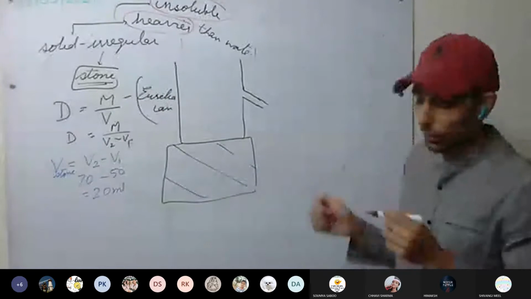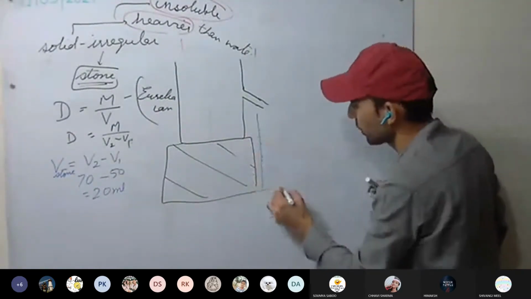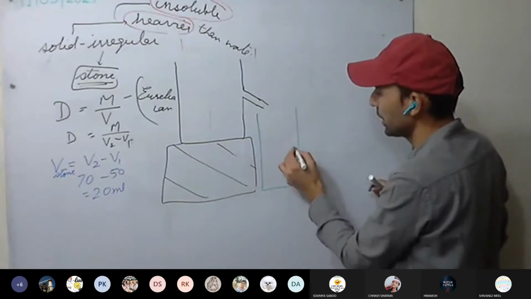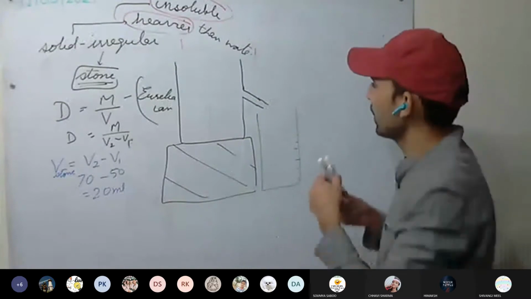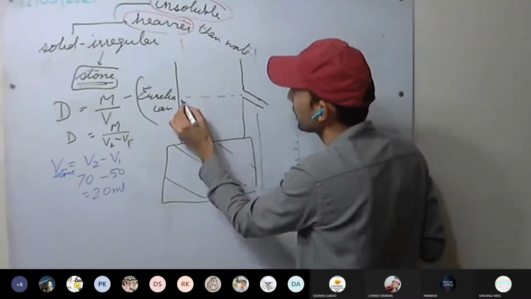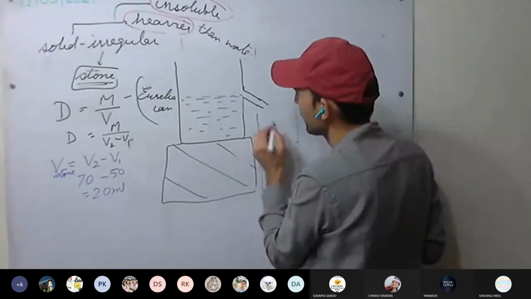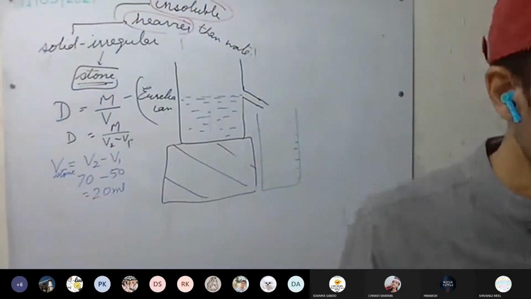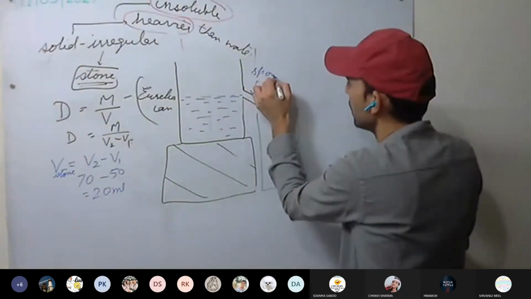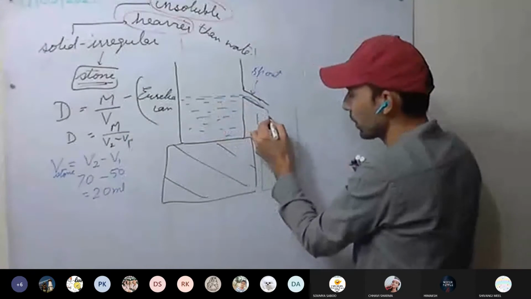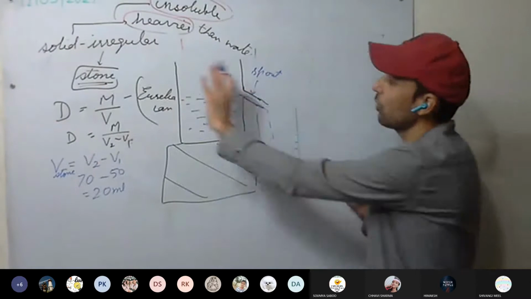Now we'll put a measuring cylinder here. Again, calibrate it. Now we are going to fill water in the Eureka can. Keep filling until it starts to flow through the spout. This is the spout. Water starts to flow through the spout and it will be collected in the measuring cylinder. This is fine. So now we'll stop.